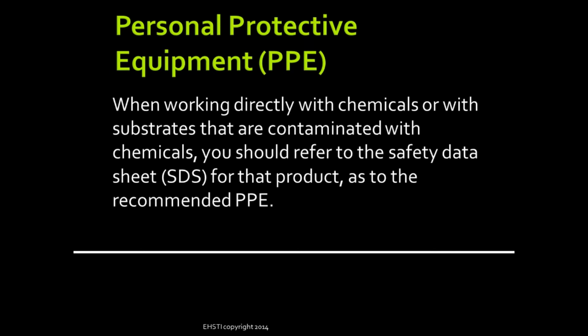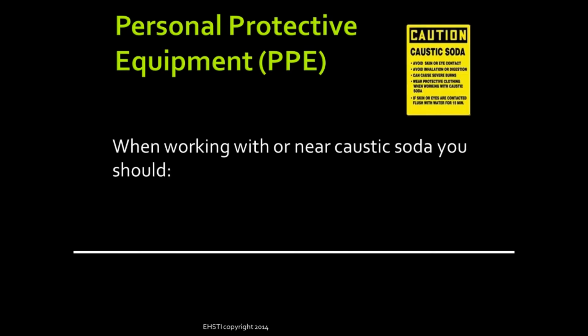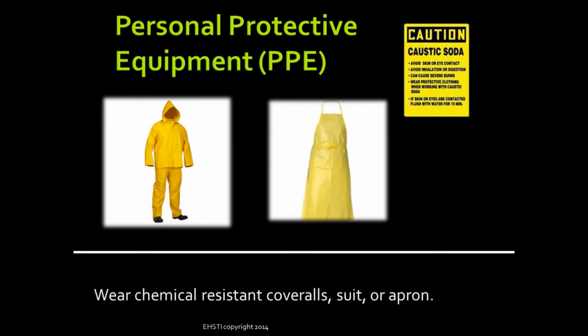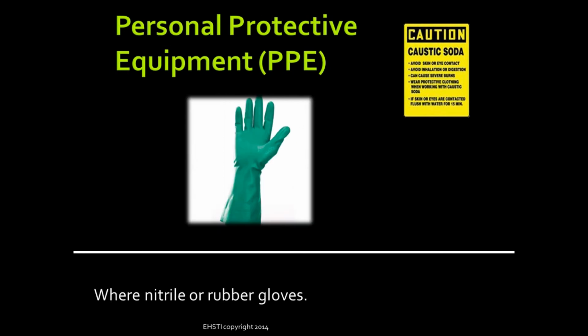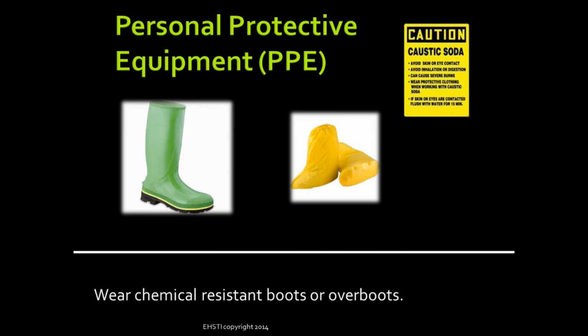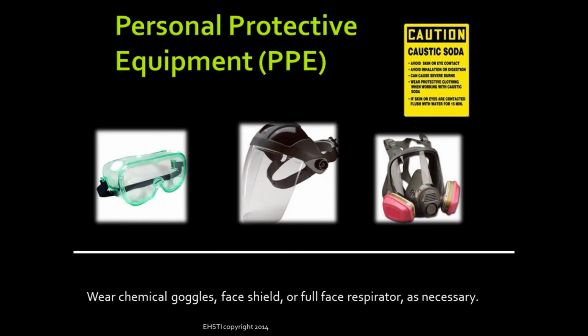Personal protective equipment. When working directly with chemicals or with substrates that are contaminated with chemicals, you should refer to the safety data sheet for that product as to the recommended PPE. When working with or near caustic soda, you should wear chemical-resistant coveralls, suits, or apron, wear nitrile or rubber gloves, wear chemical-resistant boots or overboots, and wear chemical goggles, face shield, or full-face respirator as necessary.